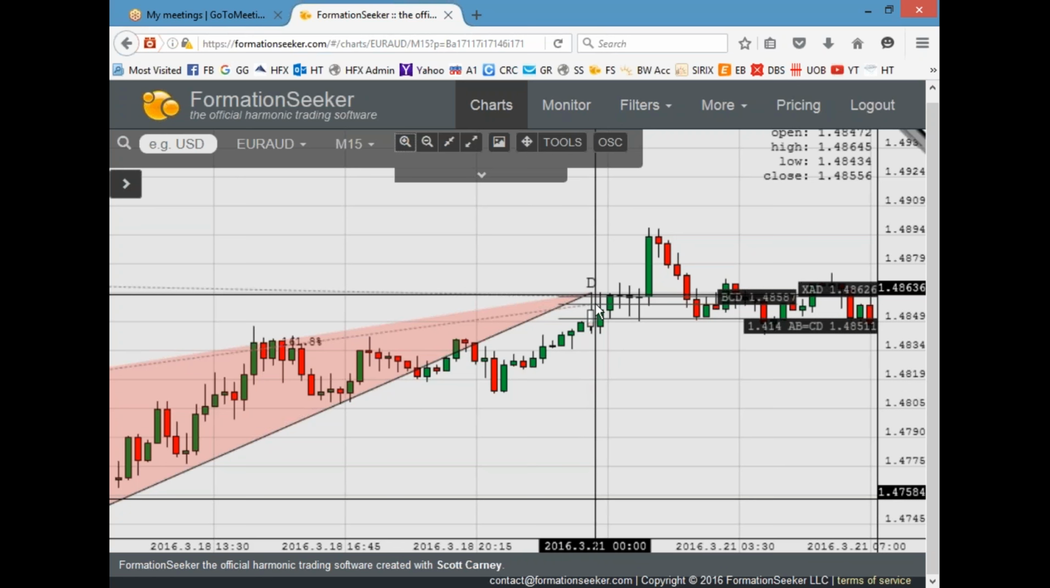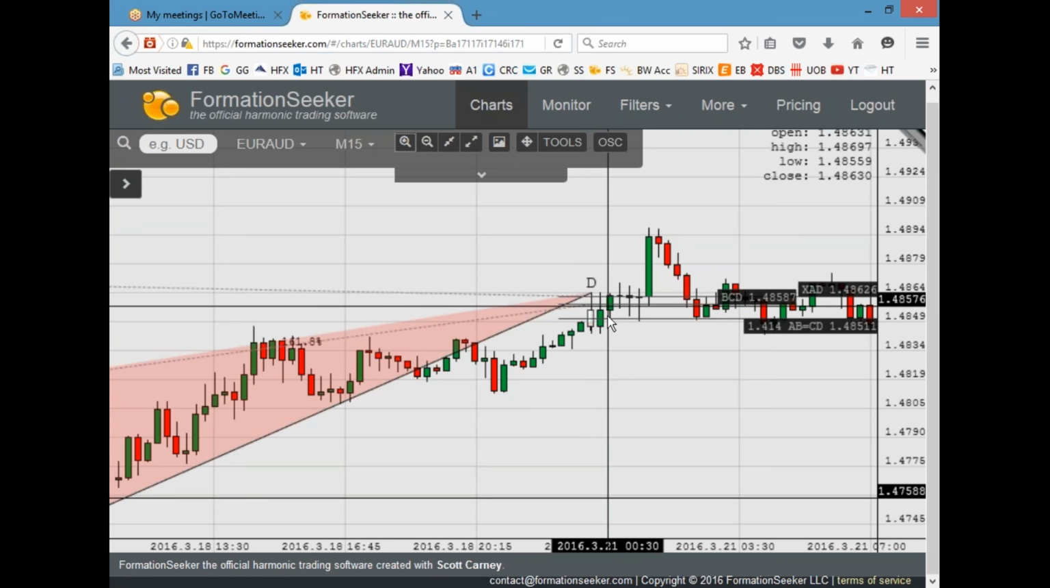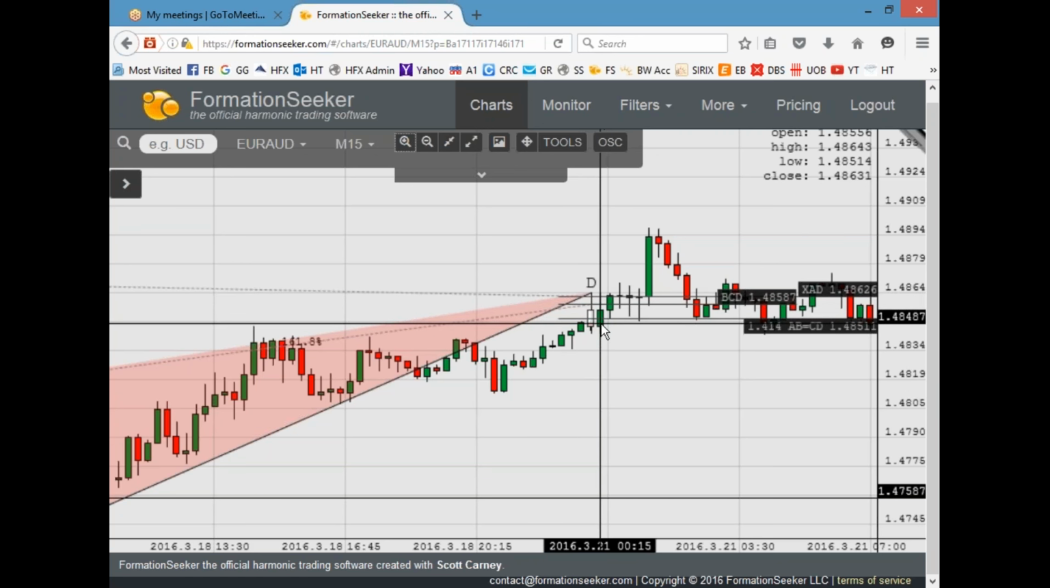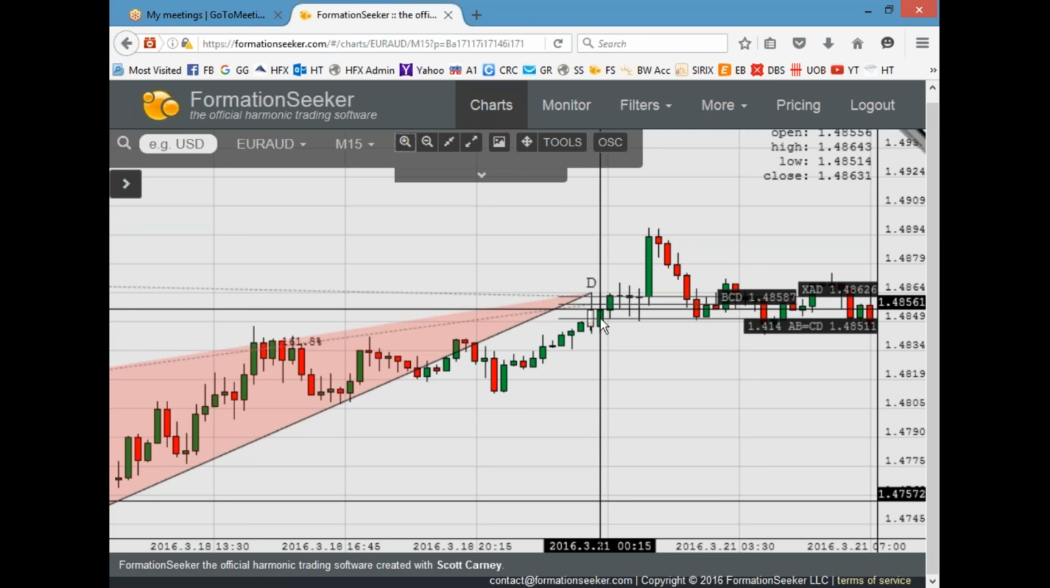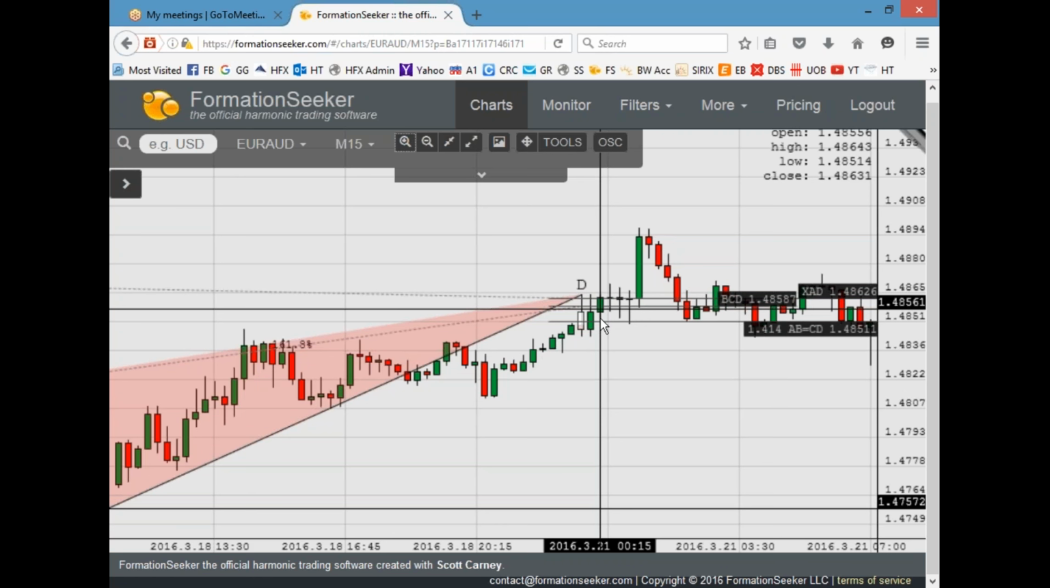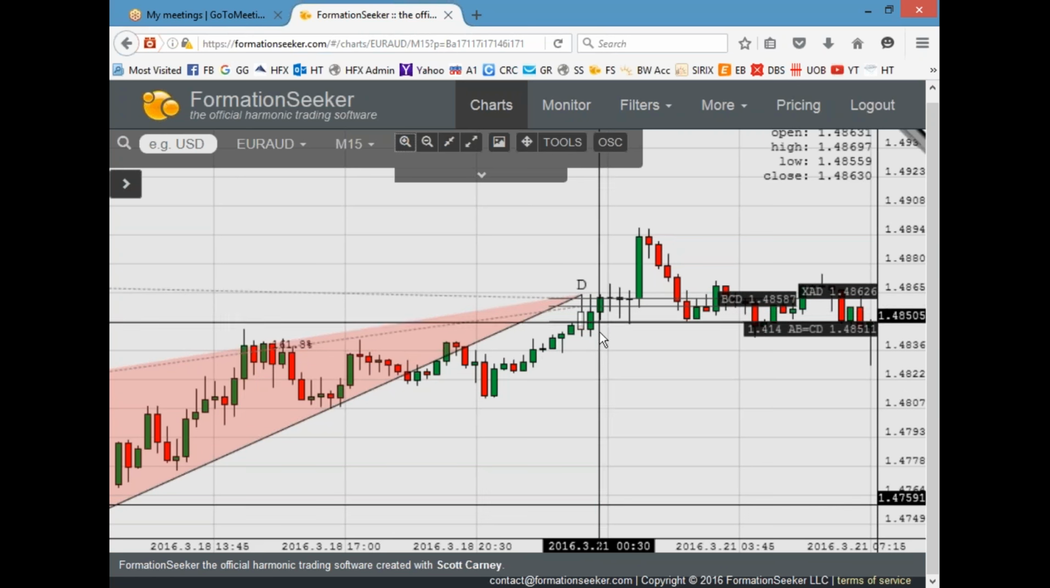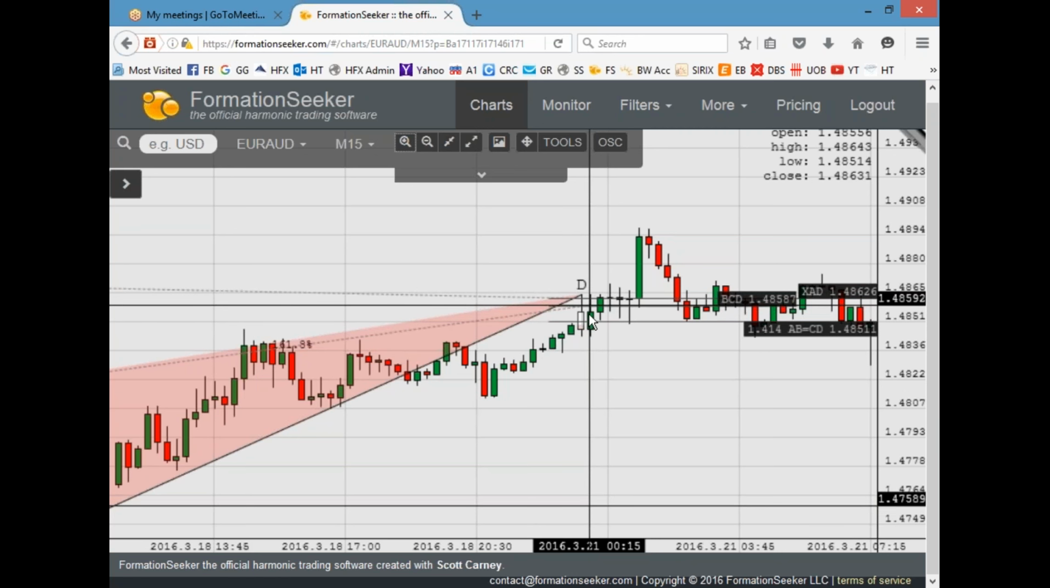Can you execute the trade on the next bar? Yes or no? The answer is no. You know why? Because you have to wait and see how the market reacts in the next bar. Okay, so you must be patient. So after this bar, you can take the trade.